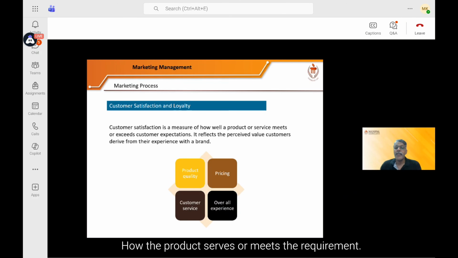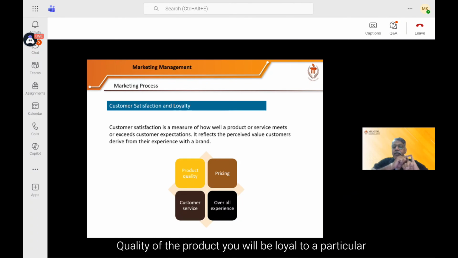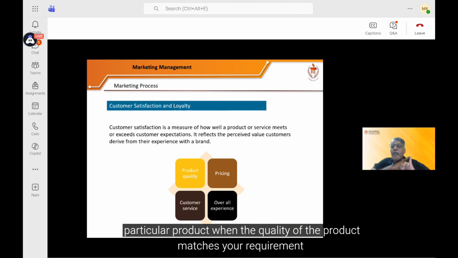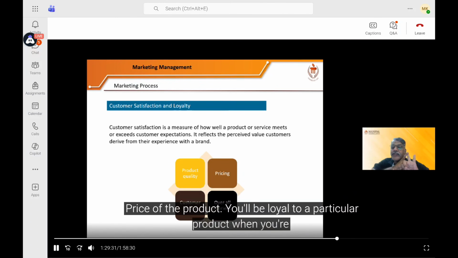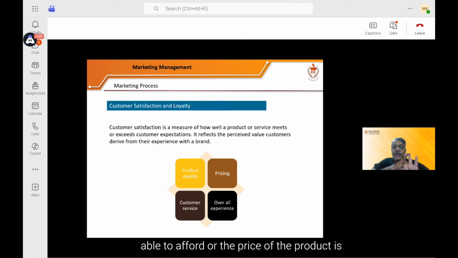How the product serves or meets the requirement reflects the value for the customers in the market. How? Quality of the product. You will be loyal to a particular product when the quality of the product matches your requirement. Price of the product. You will be loyal to a particular product when you are able to afford it, or the price of the product is within your capacity to buy. Customer services. You will be loyal to a particular product because the after-sale services provided by that particular organization are very exclusive.